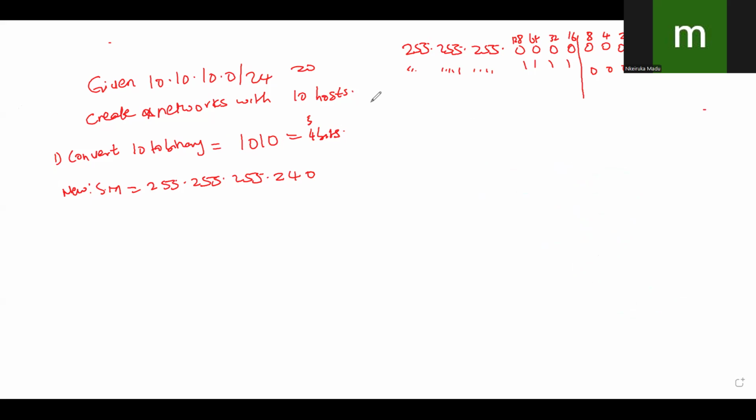Question, guys, before we continue. Okay, so we found the new subnet mask. No matter how many networks we end up creating, the subnet mask for all the networks is going to be 255.255.255.240. Or if I'm going to write this in the CIDR notation, this would be slash what?